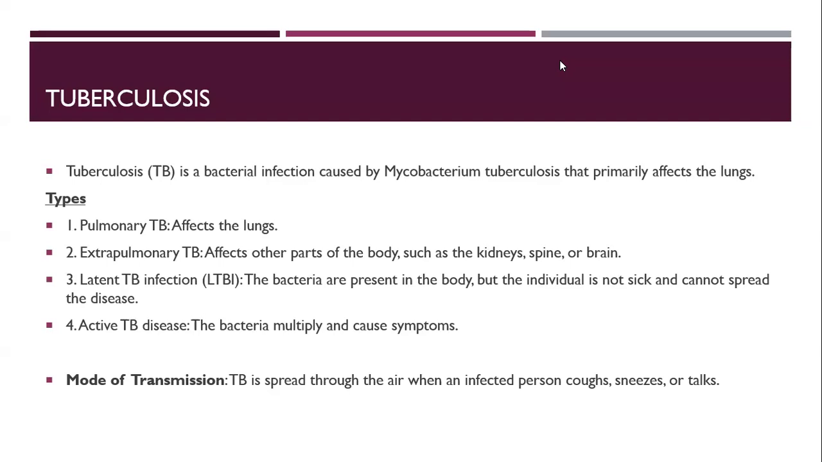Then we have types of TB. We have pulmonary TB, extrapulmonary TB, latent TB, and active TB. The pulmonary TB affects the lungs. Pulmonary stands for lungs, so pulmonary TB means lungs. Then extra means aside from the lungs. So it is TB that affects other parts of the body, like the kidneys, the spine, and the brain.